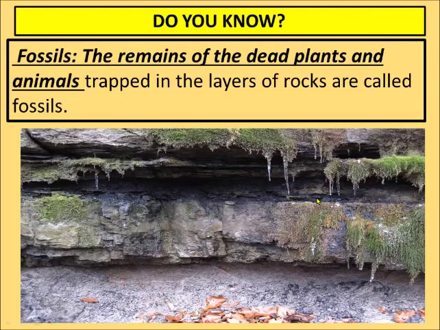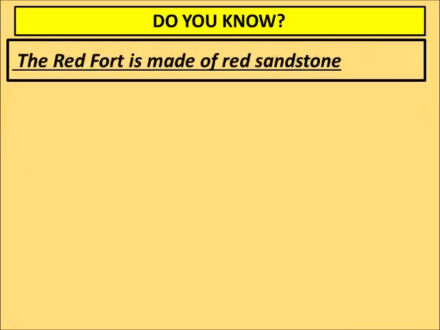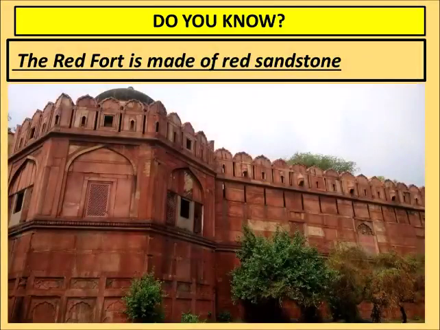We wonder where all this coal comes from. So this is the answer. Coal comes from the fossils of dead animals and plants. The Red Fort is made up of red sandstone. This sandstone is very commonly found in Rajasthan.